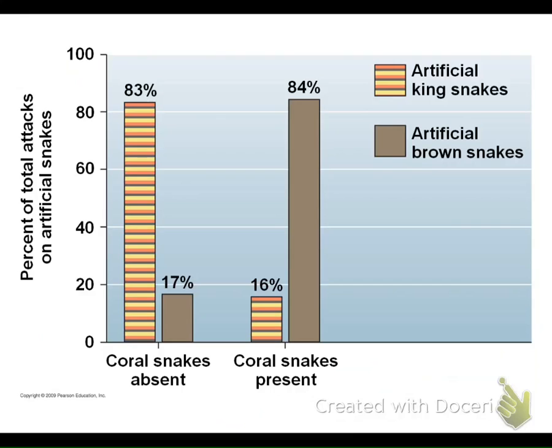My hope is that you will be able to come to class tomorrow and be able to explain the difference between the data here. What is the effect when the coral snakes are absent? What is the effect when the coral snakes are present? And why, from an evolutionary perspective, how can we explain that?